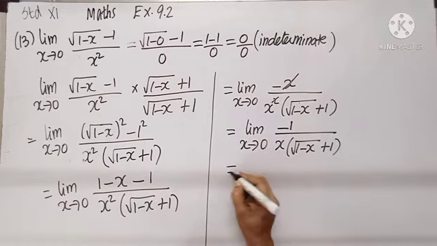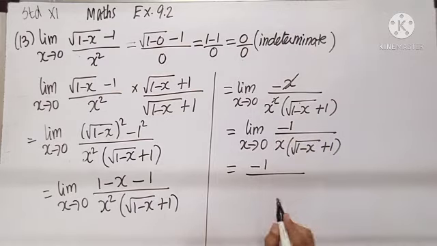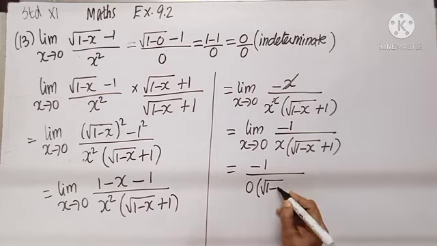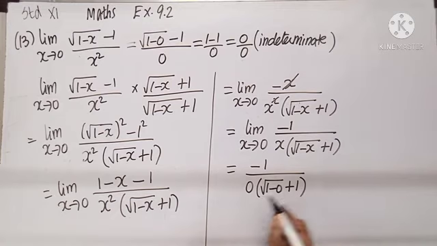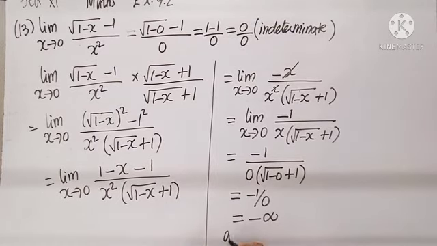As I apply 0, the numerator is a constant, it is not affected by the limit. Denominator 0 into root of 1 minus 0 plus 1. This is 2 into 0, is 0. So I get minus 1 by 0, that is minus infinity. Now we will say as x tends to 0, f of x tends to minus infinity, and that is the answer.